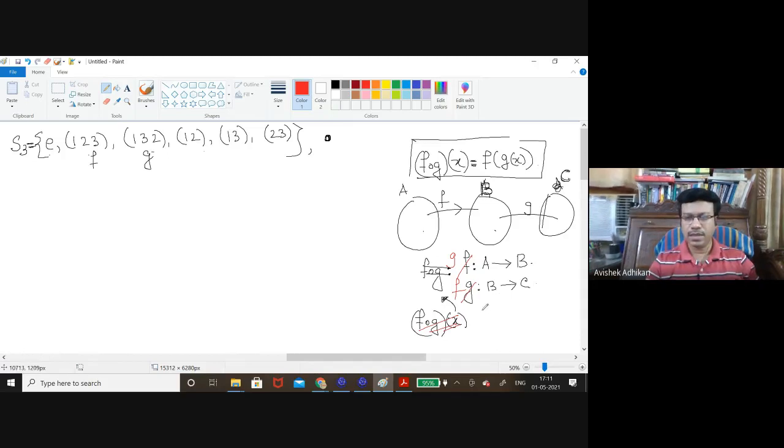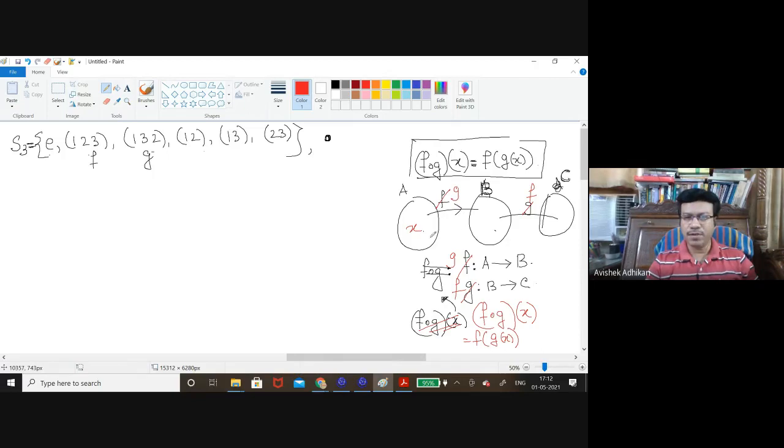Like F compose G of X. Okay, so G starts from A, right? And F starts from B. I have already changed. Now this means F of G of X. Now you can understand, this is already changed. So now this is my G and this is my F and this is my X.